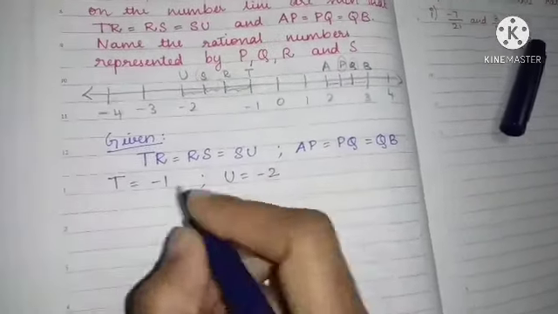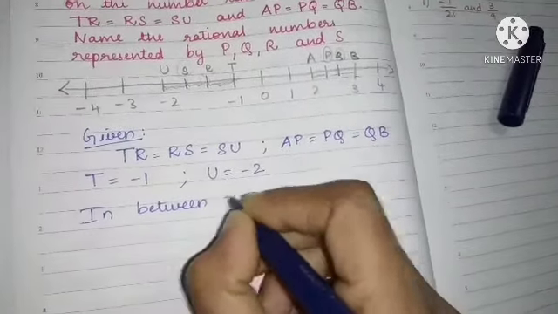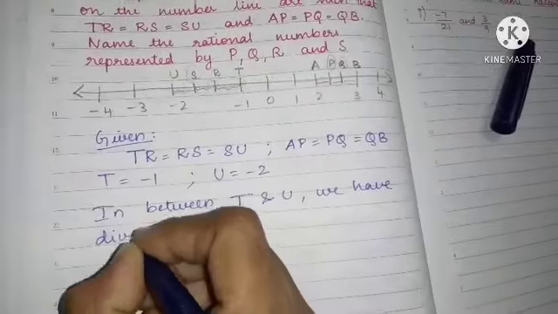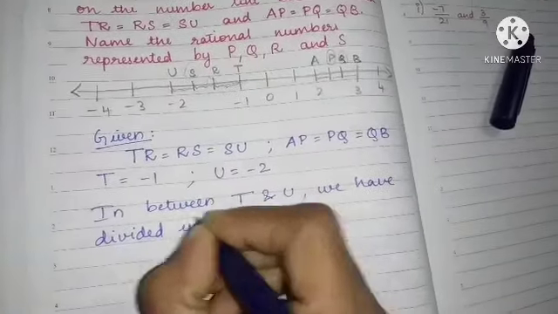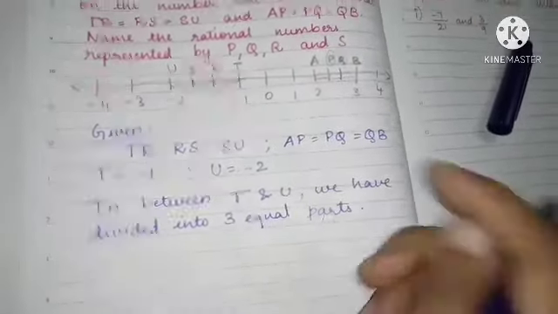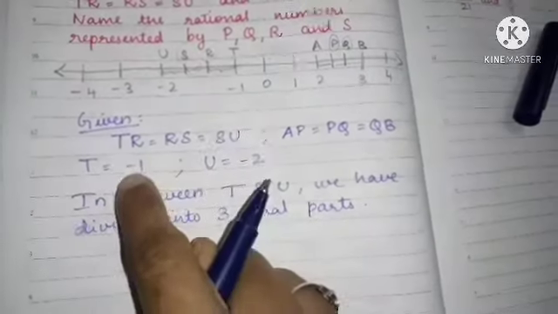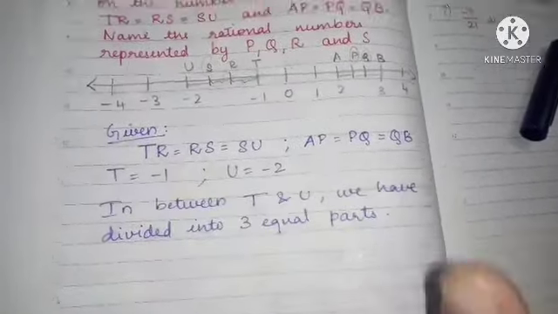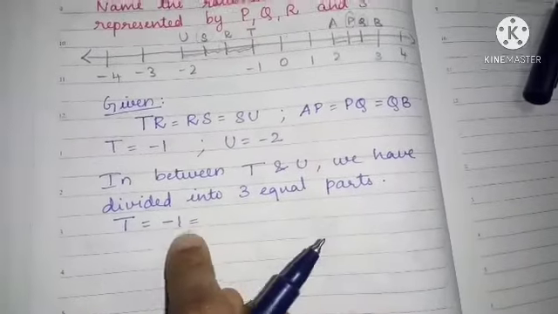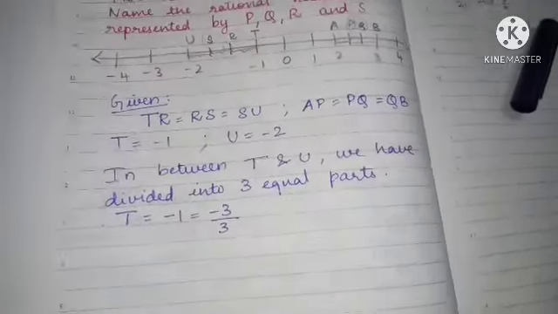In between T and U, we have divided into 3 equal parts. So our denominator should be 3. Likewise, we are going to change it. I am going to convert this T; actually T value is minus 1. So instead of this minus 1, I am going to write minus 3 by 3, because they have divided into 3 equal parts.